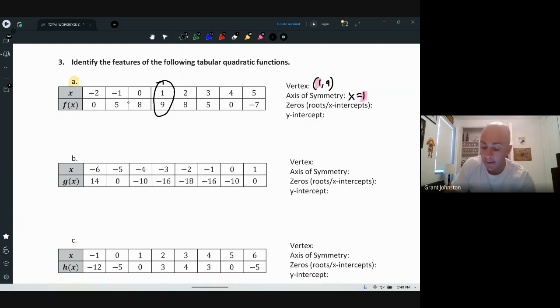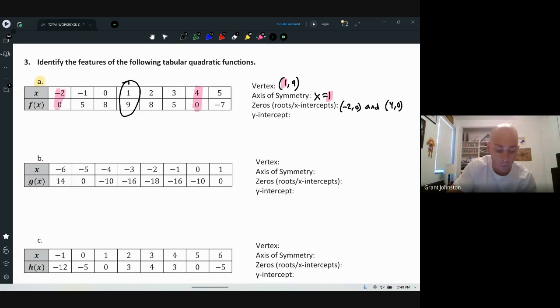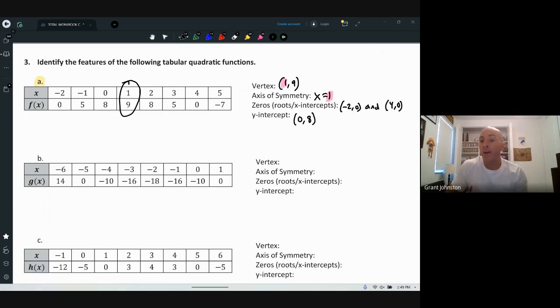So that would be at -2, 0, and 4, 0. So I just looked here. That's when f of x is 0, at -2 and 4. Okay. And then our y-intercept is when x is 0, right? So that would be at 0, 8. So yeah, that's how you can identify those features from a table.